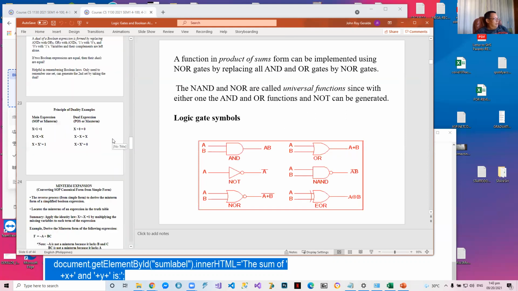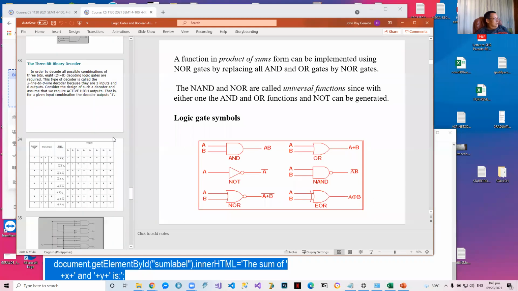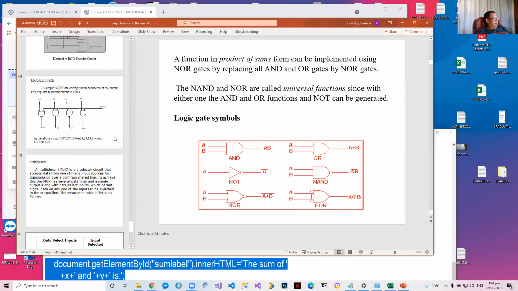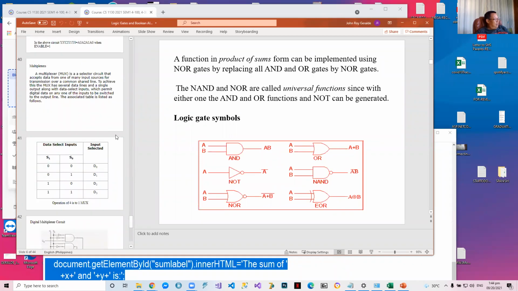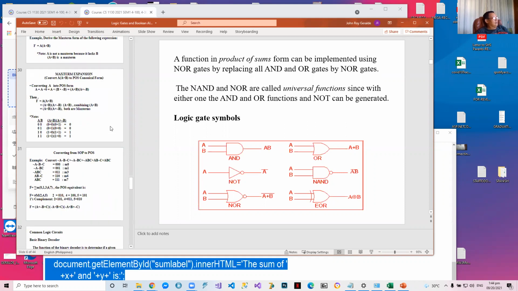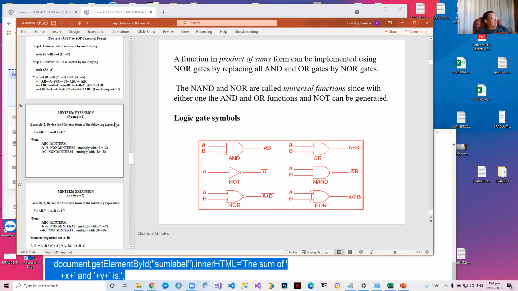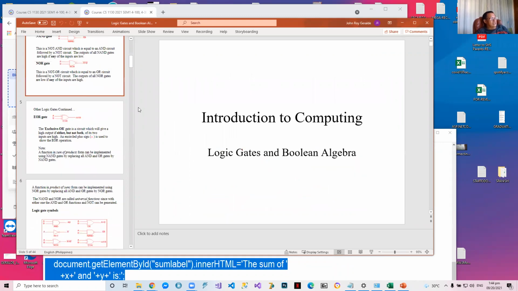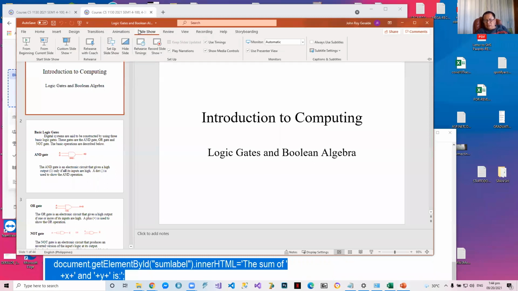Do I have an updated version? We may need to take Boolean simplification later, but it's not included. So this set of topics is enough. Any questions so far?